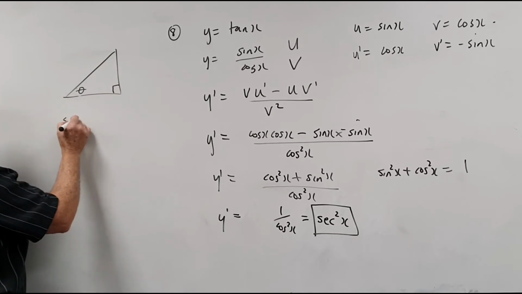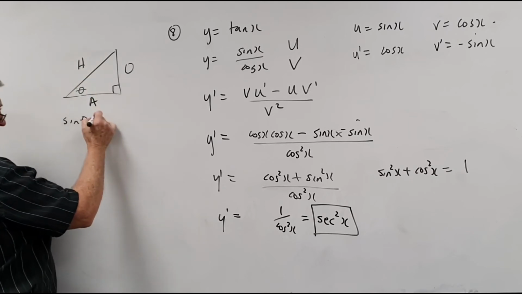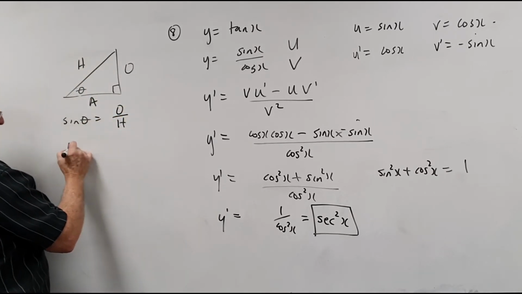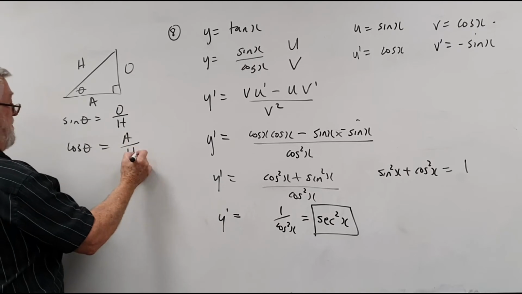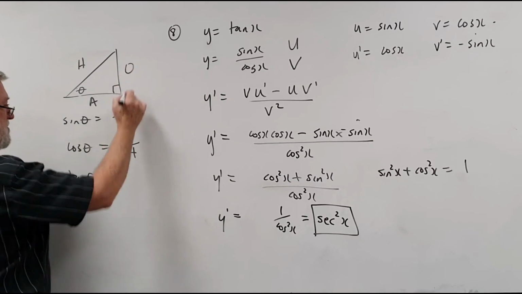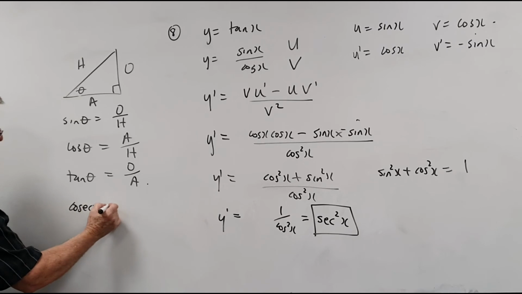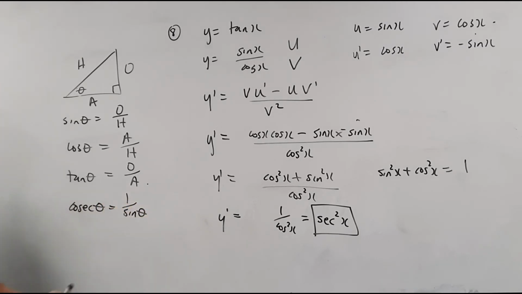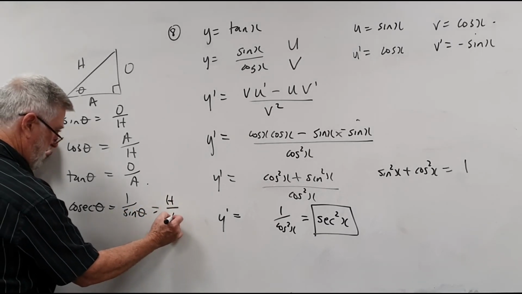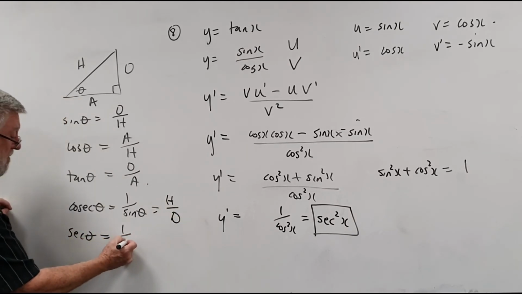And we go, sine theta is, let's go opposite, adjacent, hypotenuse. So sine is opposite on hypotenuse, cos is adjacent on hypotenuse, tan is opposite on adjacent. Now, cosec theta is 1 on sine theta. So the S becomes the C. That's the upside down of that. So sec theta is 1 on cos theta.